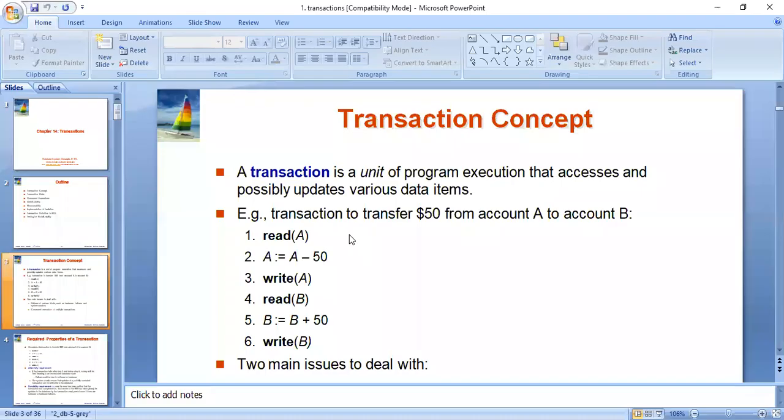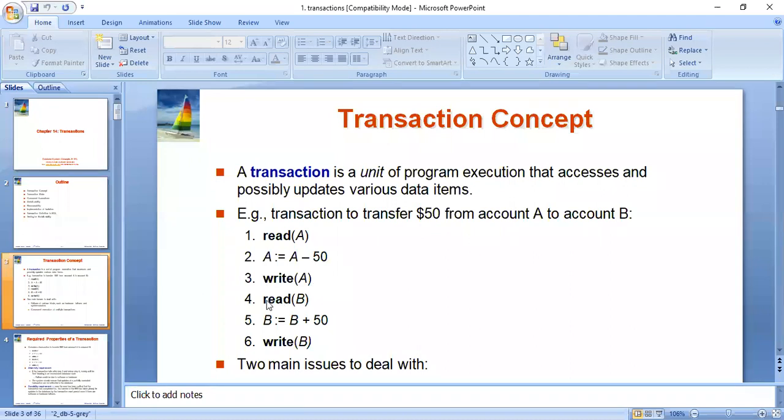Here, look here. In this example, in this transaction, we have 6 statements, or 6 instructions. First, I am opening account A. Reading A means opening account A. And here I am subtracting rupees 50 from this account A, and I am saving this account A.